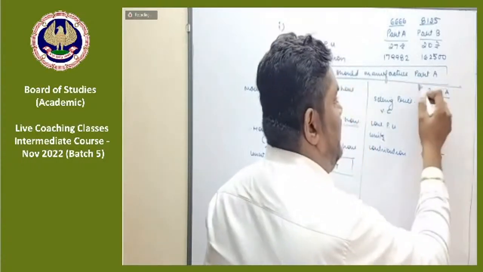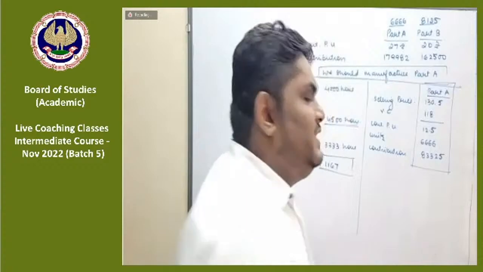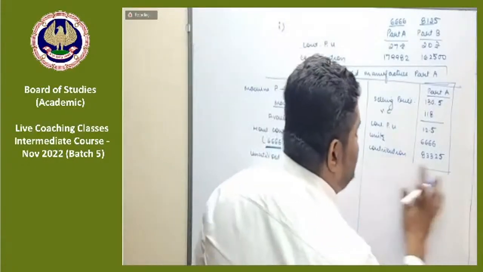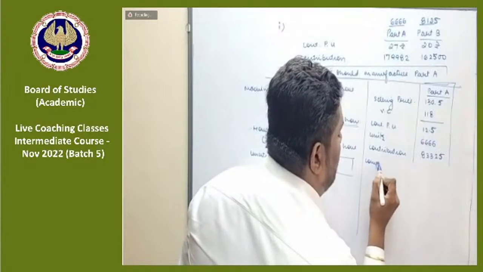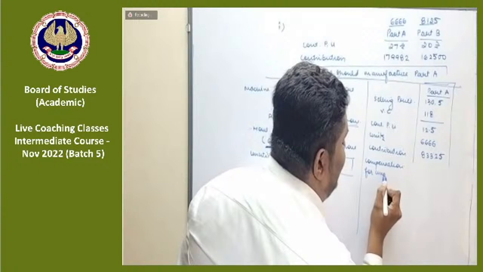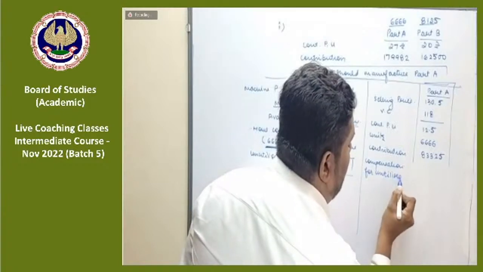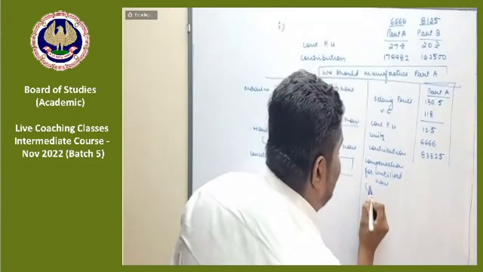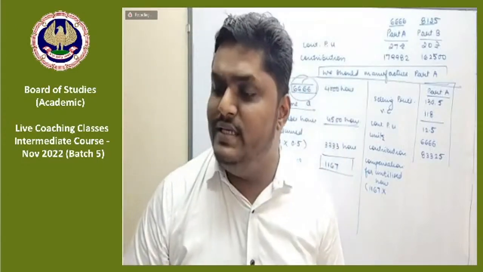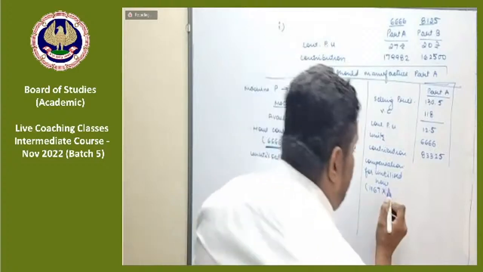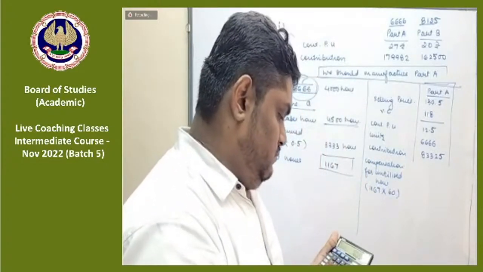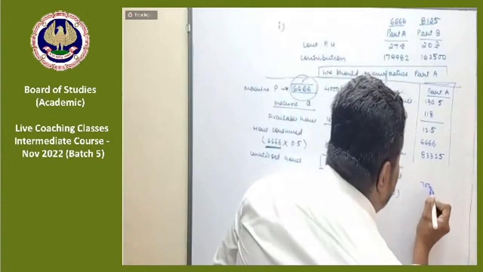83,325. Now, since the price is reduced, that's why there is a loss of contribution. Apart from this, we are getting how much compensation? Compensation for unutilized hours. That is 1167 into 60, as the company is compensating us at the rate of rupees 60 per hour. So this will be 70,020.